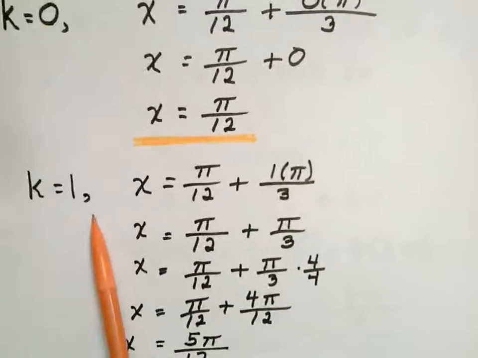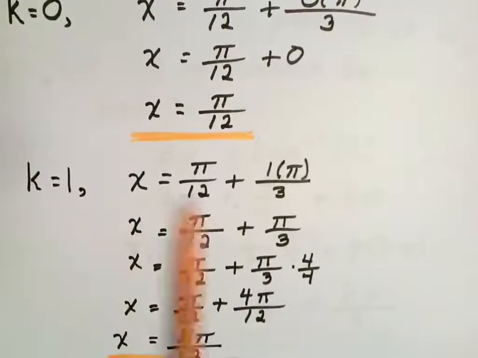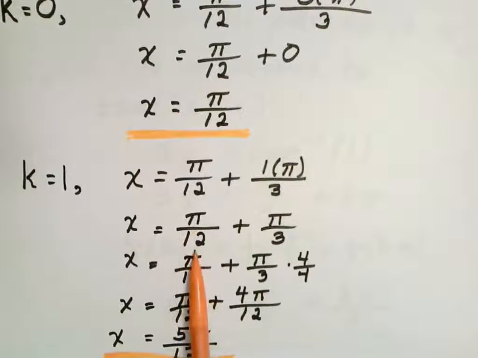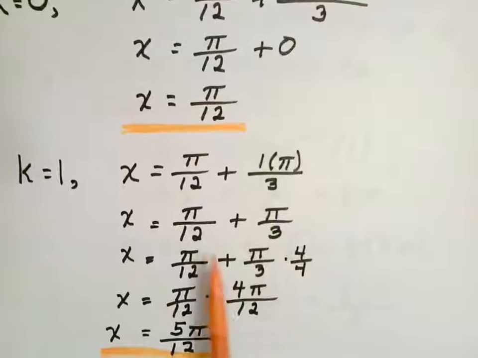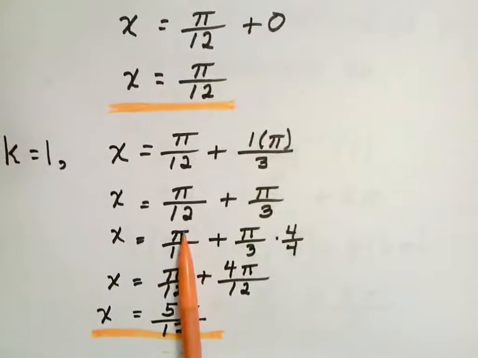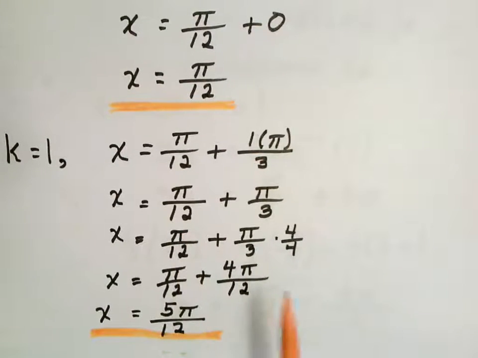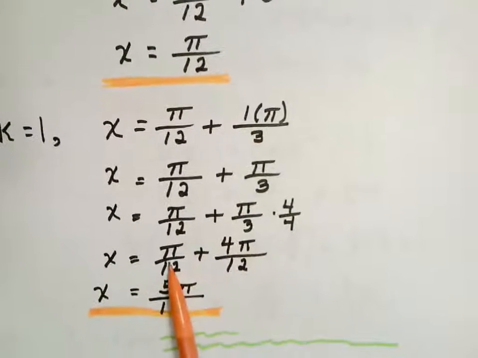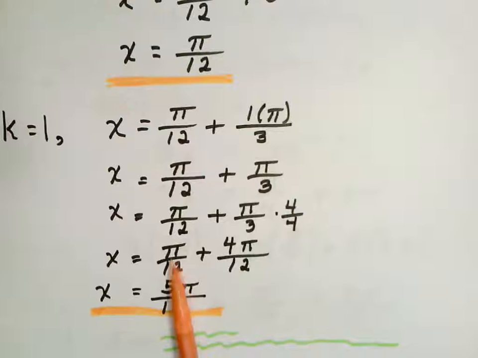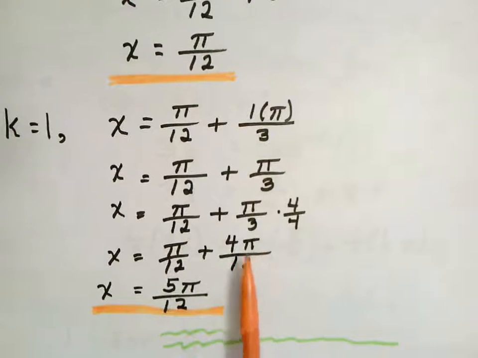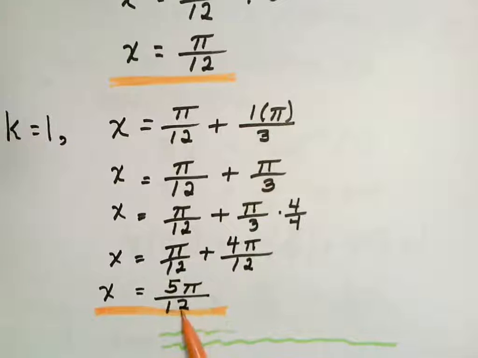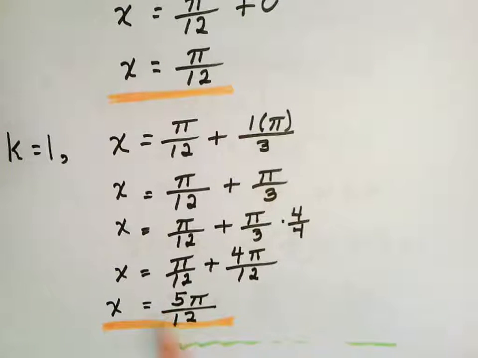Next, we're going to let k be equal to 1. We're going to have pi over 12 plus pi over 3. But we have to have like denominators in order to add the fractions. So we multiply the pi over 3 by 4 over 4. We get pi over 12 plus 4 pi over 12, which will give us 5 pi over 12. So this is a second solution to our equation.